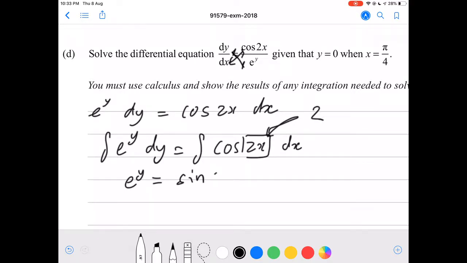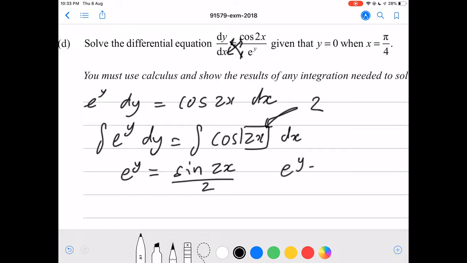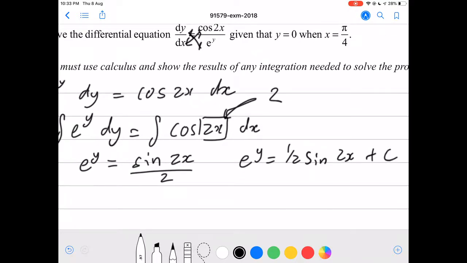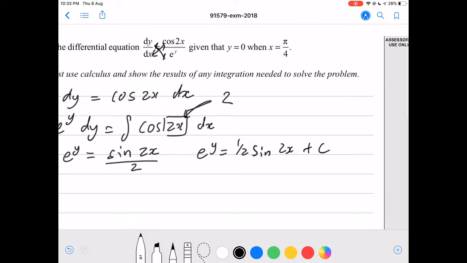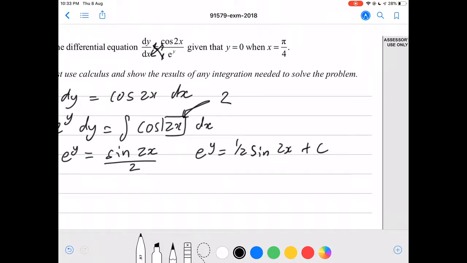So you have to divide sine x by 2. So that will become e to the power of y equals 1/2 of sine of 2x. And do not forget the plus c at the end there. The plus c on the x side, okay? The plus c is not on the y side. The plus c is always on the x side, okay?